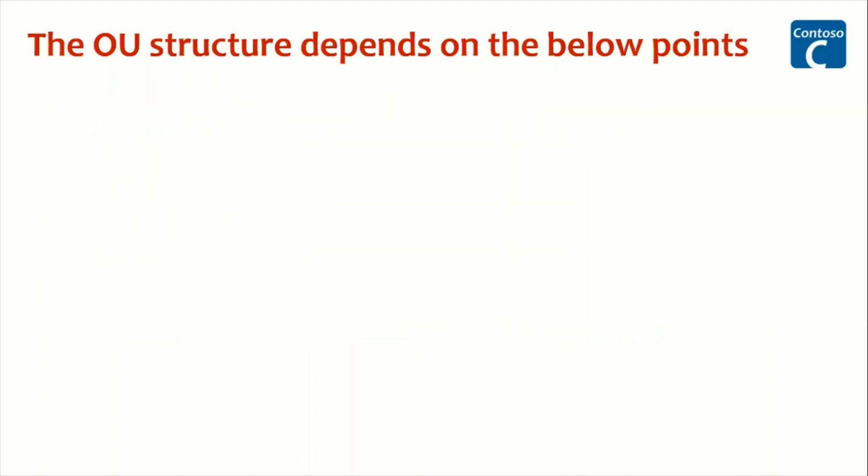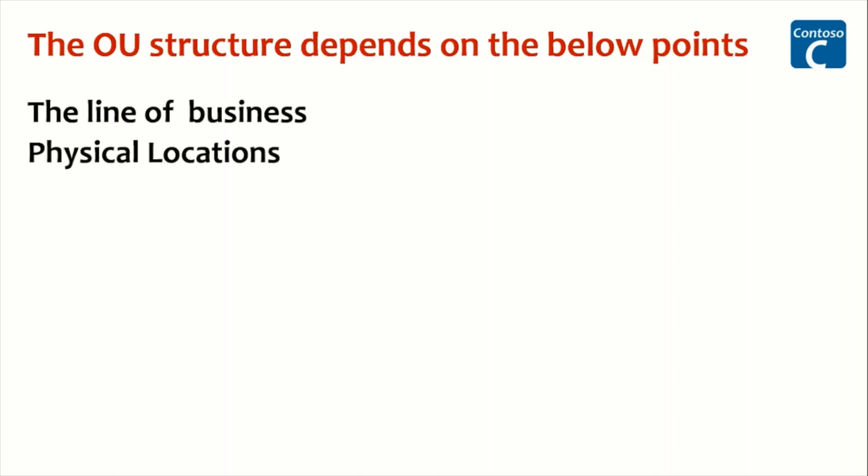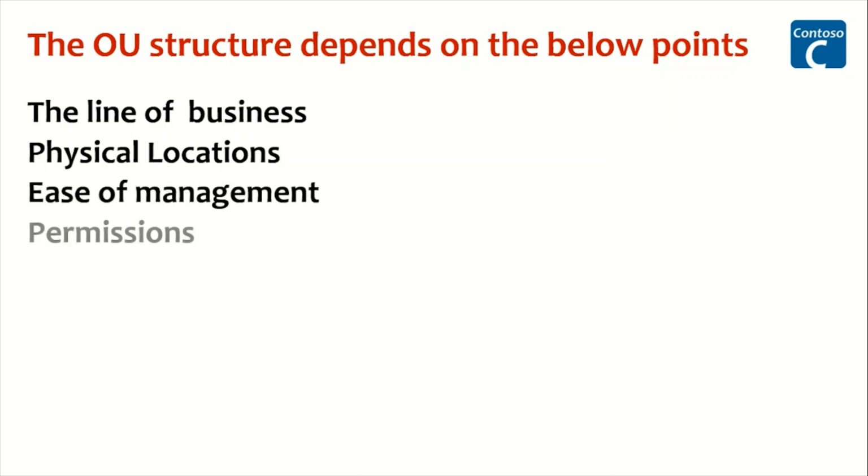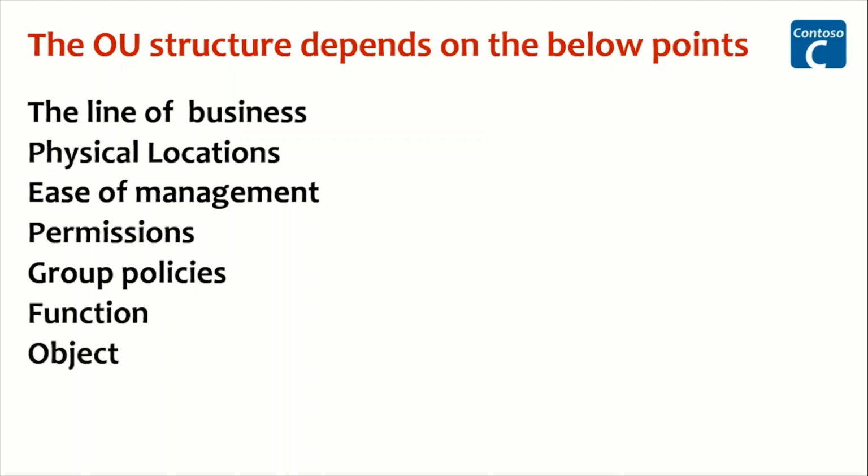So the OU structure depends on the below points: the line of business, physical location, ease of management, permissions, group policy, functions, object, and last but not the least, political. There are some political reasons as well, wherein we structure our OU accordingly.